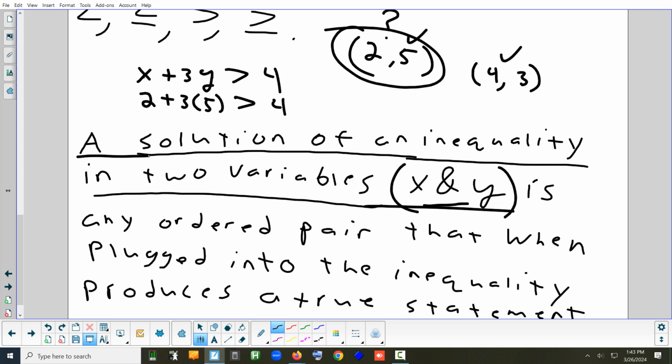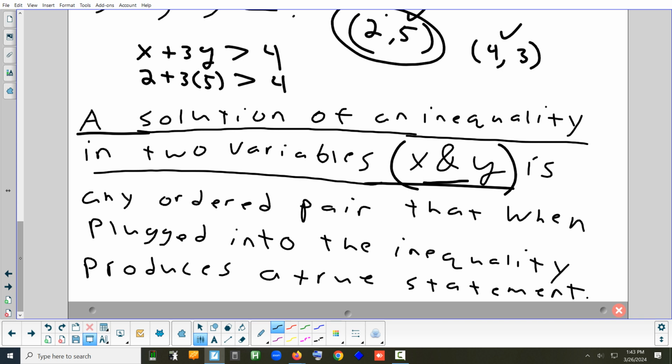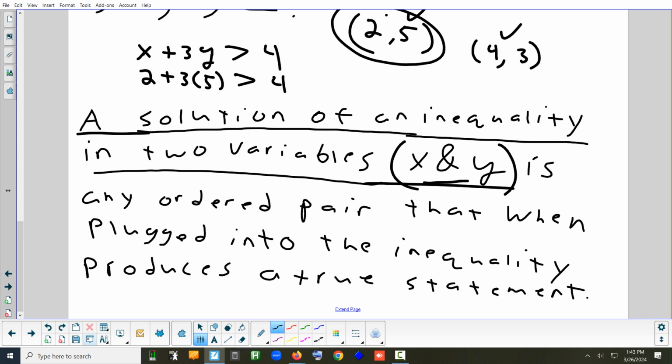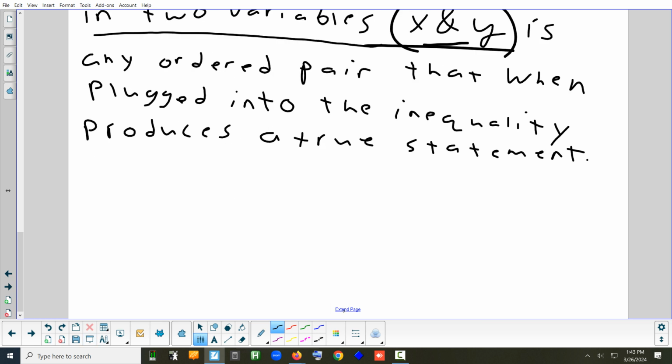All right, let's try one more. Can somebody pick a coordinate for me? 4 or 5. Okay.